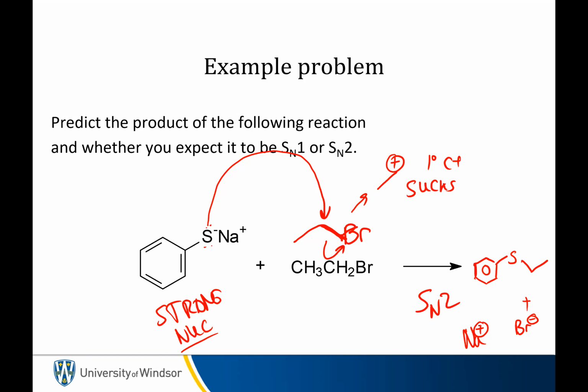So leaving groups are things that are stable when they're negatively charged. Nucleophiles are things that want to react with the nucleus, so normally it's an unstable negative charge. So neutral molecules tend to be the electrophiles. Bonds to halogens, chlorine, iodine, bromine are the good leaving groups.